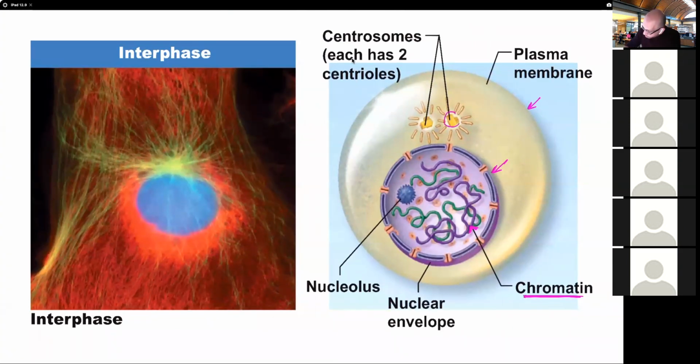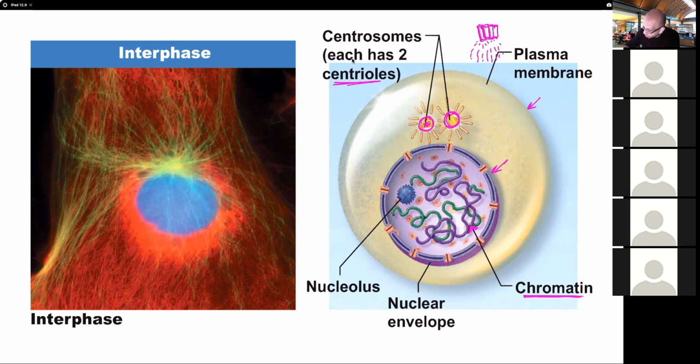During this phase, while I'm preparing to divide the cell, I have something that we call the centrosomes. Each of the centrosomes has two centrioles. Those are formed by microtubules, which are protein tubules that will be responsible for the formation of the fibers that will pull the genetic material to the two opposing sides of the cell.